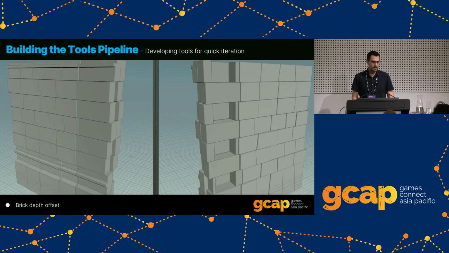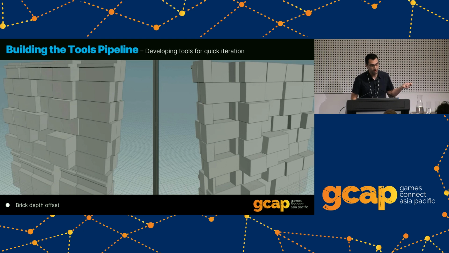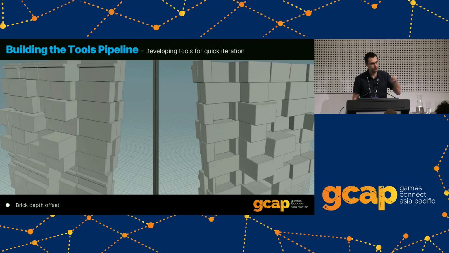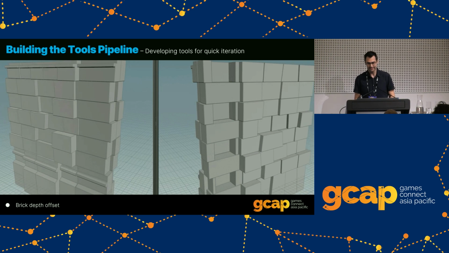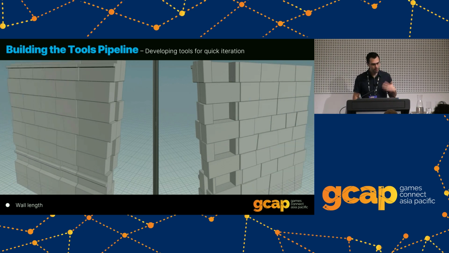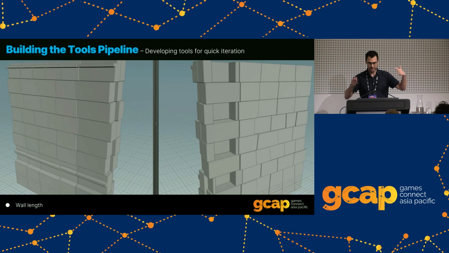And then obviously brick depth offset, because if it's a ruin, well, how ruined do you want it? Do you want it this much ruined or this much? Well, I don't know. Well, can you make up your damn mind? And then obviously wall length, right? So you have your kit pieces, like how much do you want?